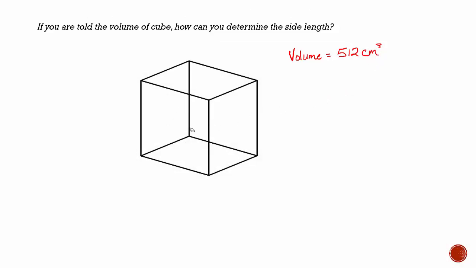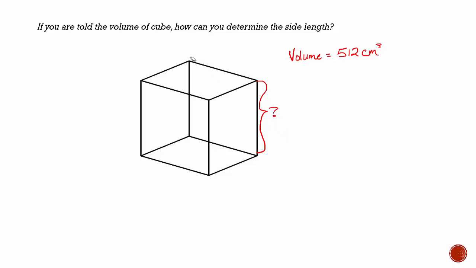That means all the space inside the cube. If we wanted to fill this cube up with water, or pack it full of luggage to go on a trip, or if it were a box and we are shipping a gift to someone, all of the space inside is 512 cubic centimeters. But I need to determine the length of one side or one edge.